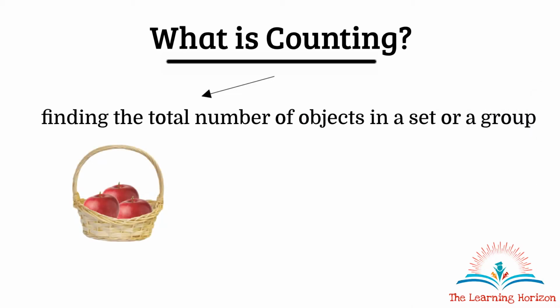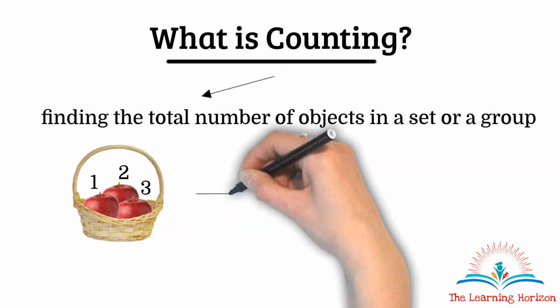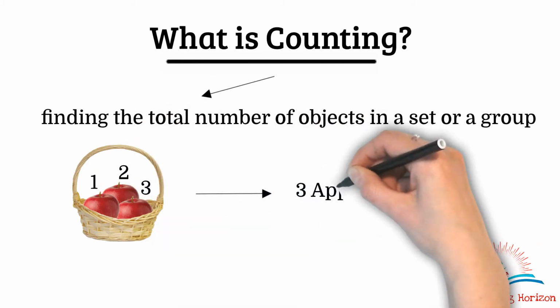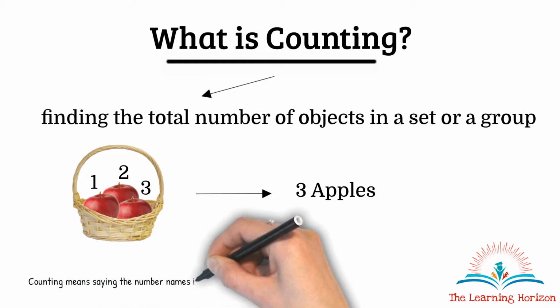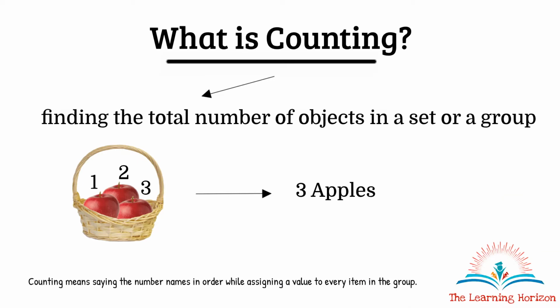For example, here we have few apples in the basket. Let us count to find the total number of apples. 1, 2, 3. So, there are 3 apples in the basket. In other words, counting means saying the number names in order while assigning a value to every item in the group.